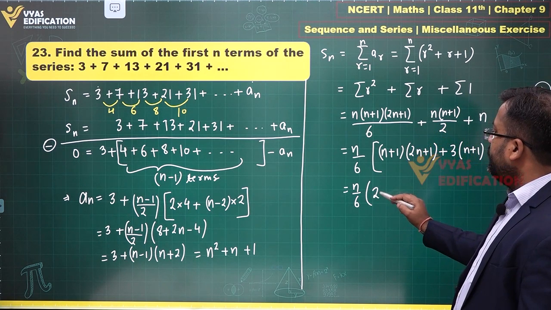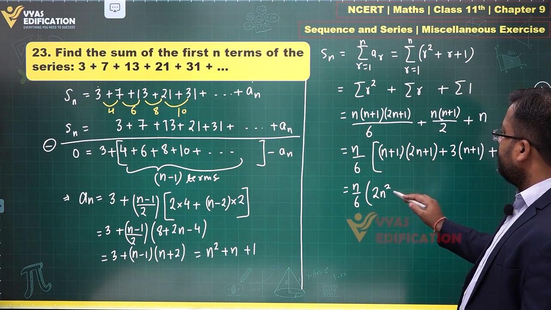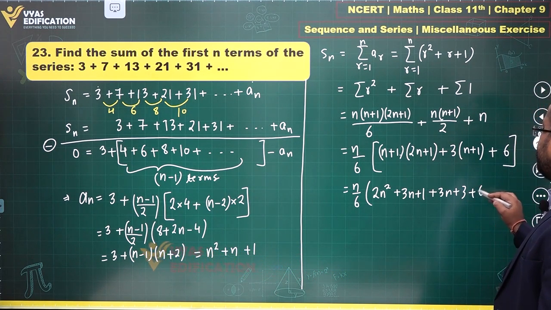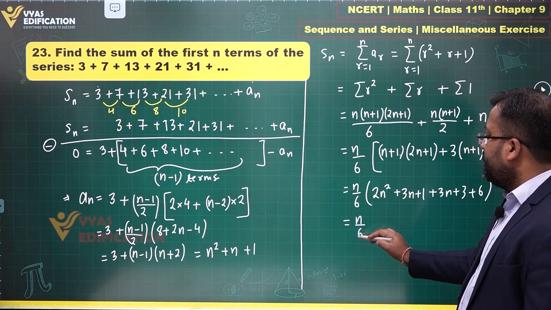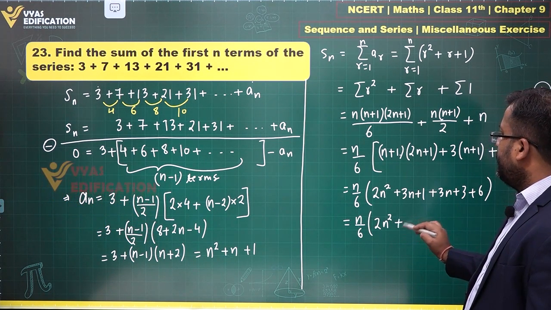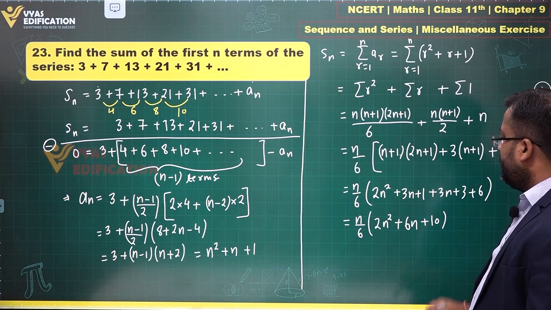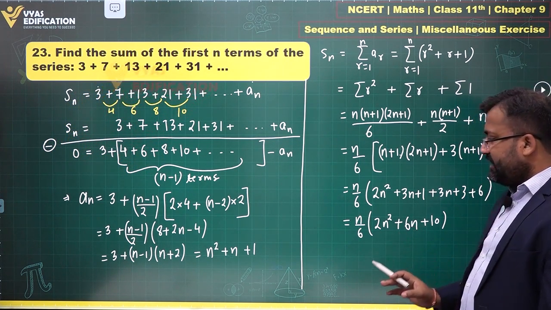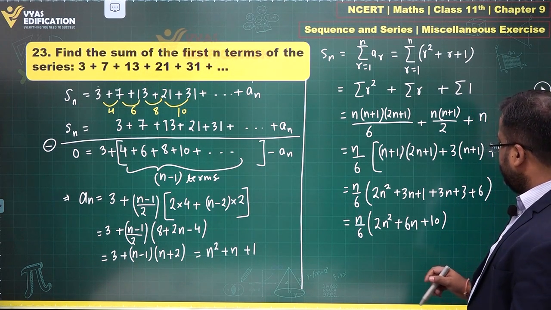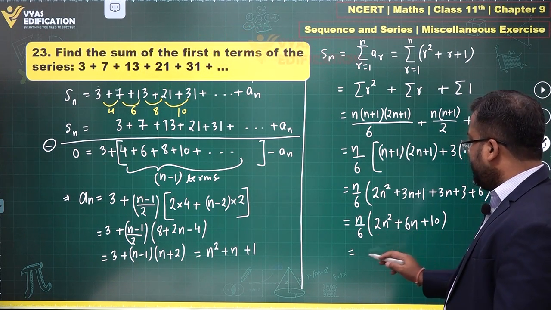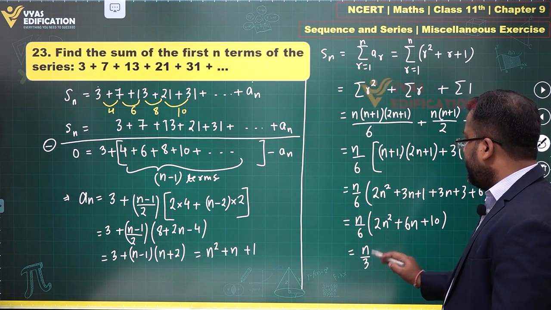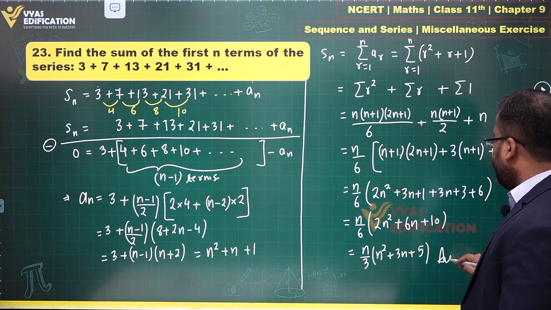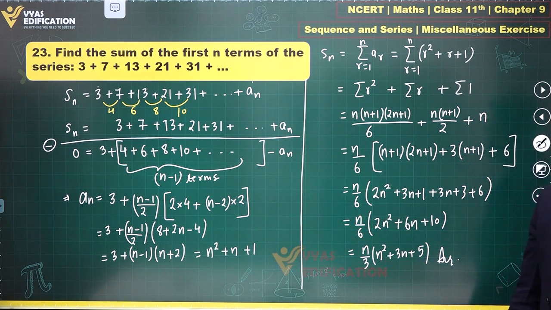In the bracket you have 2n square plus n plus 2n is plus 3n plus 1 plus 3n plus 3 plus 6. And this will simplify to n upon 6 is okay. This is 2n square plus 6n plus 10. Right? Yes. 10 times 2 is 20. Can I factorize this? I don't think so, right? No. I can simply divide with 2. n by 3 remains. This is n square plus 3n plus 5. That's my required answer for this question number 23, as you can see over here.